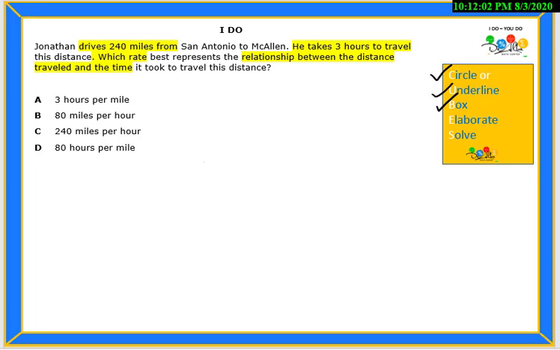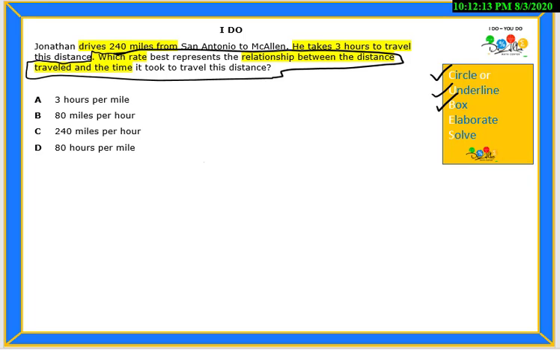Then we box our question. Which rate best represents the relationship between the distance traveled and the time it took to travel this distance? Next, we elaborate. I will use orange for miles and blue for hours. 240 miles, 3 hours. Our final step is to solve the problem.